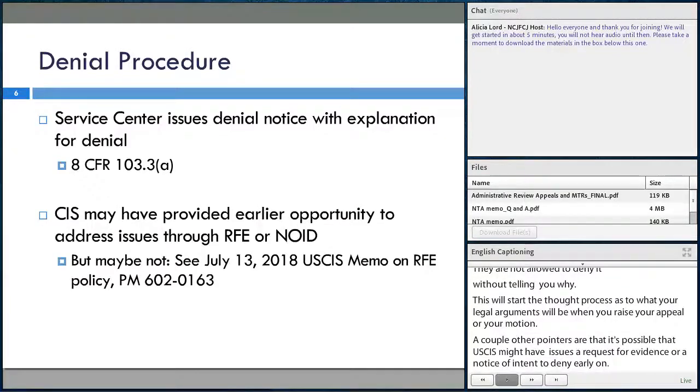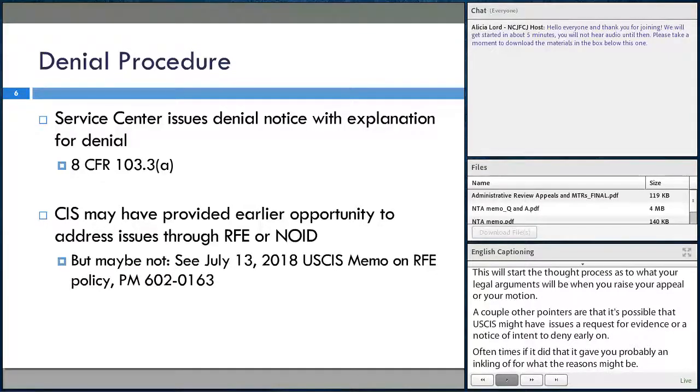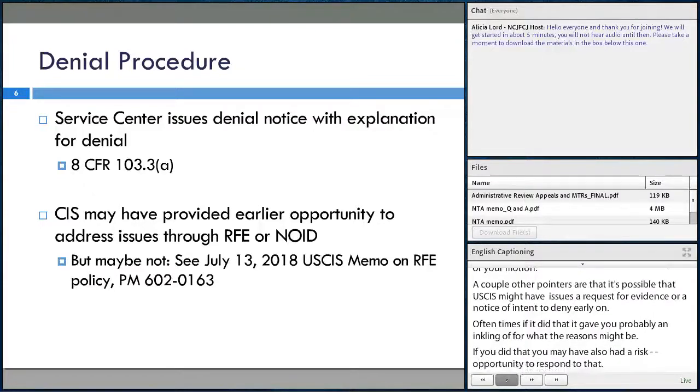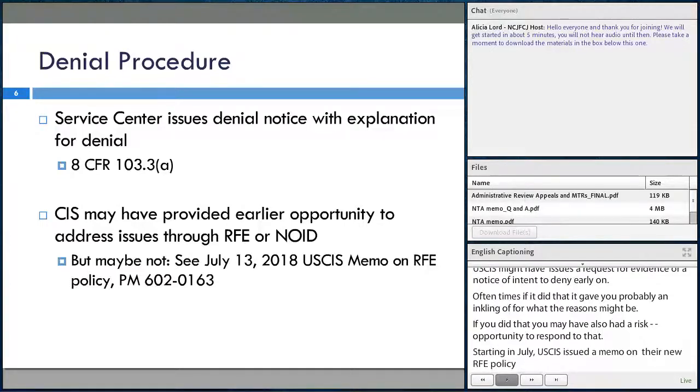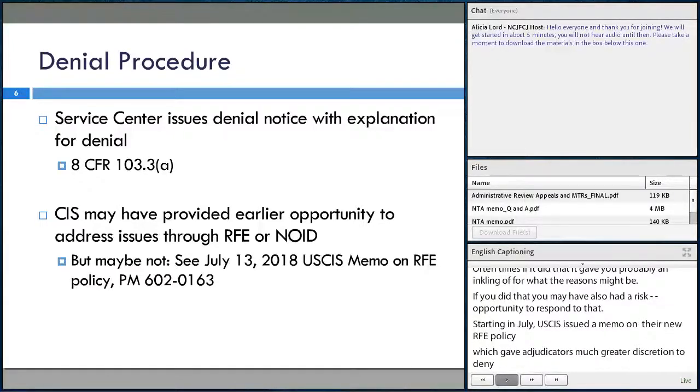But starting in July, USCIS issued a memo on their new RFE policy which gave adjudicators much greater discretion to deny cases outright without having first issued an RFE or a NOID. So going forward, it's possible that you'll be receiving denial notices without ever having gotten an RFE or a NOID on that case.